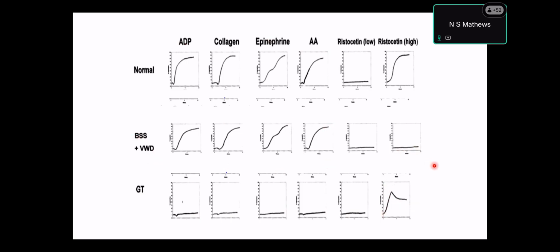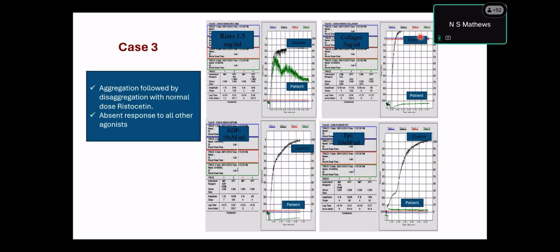With this, let's look at our patient. So in our case 3, this is your collagen. Your control graph is going straight up, you can see collagen is strong, whereas your patient is not showing a response. Epinephrine, control is showing straight up, patient no response. ADP, control straight up, patient no response. Ristocetin, normal dose ristocetin, control is showing a good response, patient is showing a response, then it is disaggregated. Then showing a response, it's disaggregated. So now do you have a diagnosis?